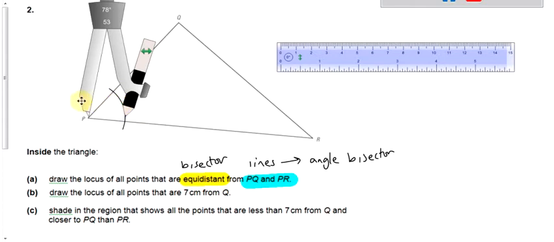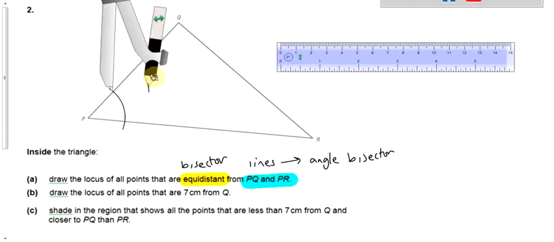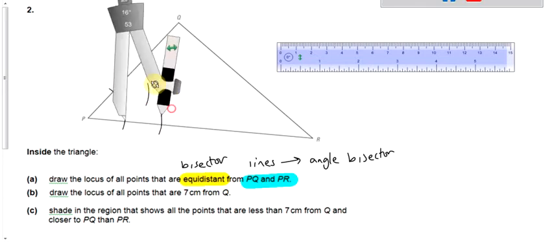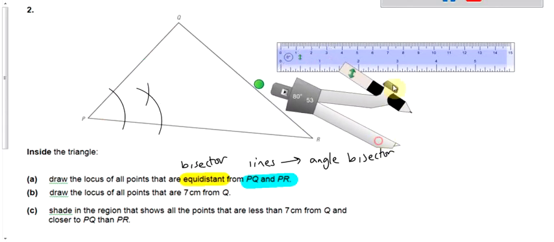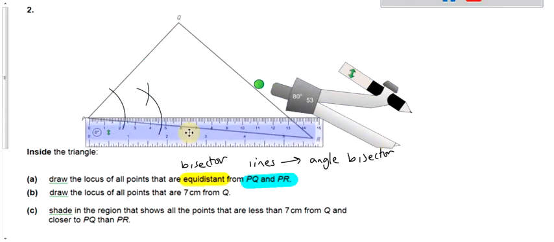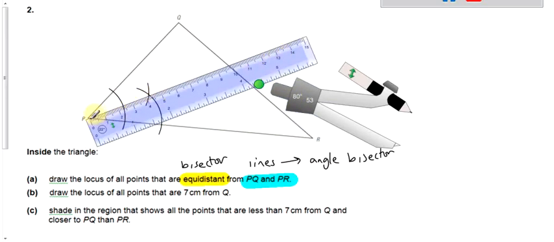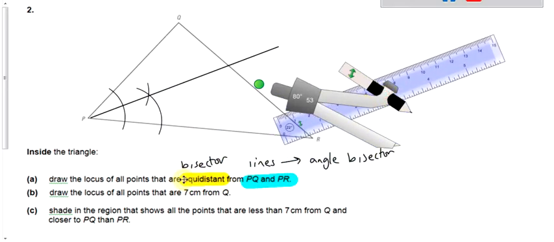So one there, stick it in again, there we go. And one there, get the ruler, twiddle it round, and draw a line on it. And that's our angle bisector. Now, I'm just thinking I'd better go all the way across here. It's always better to make these lines longer than shorter. And that is the answer to A. That's the locus of all points that are equidistant from PQ and PR.